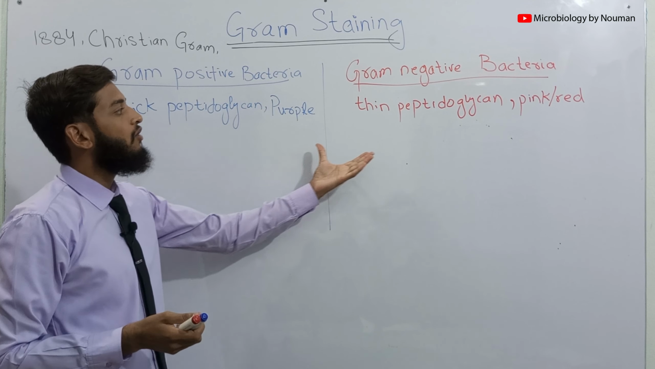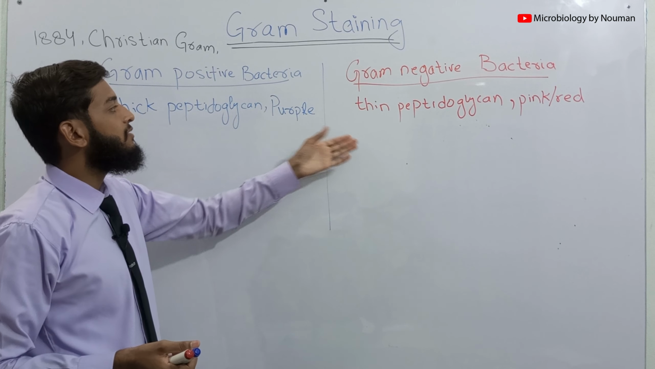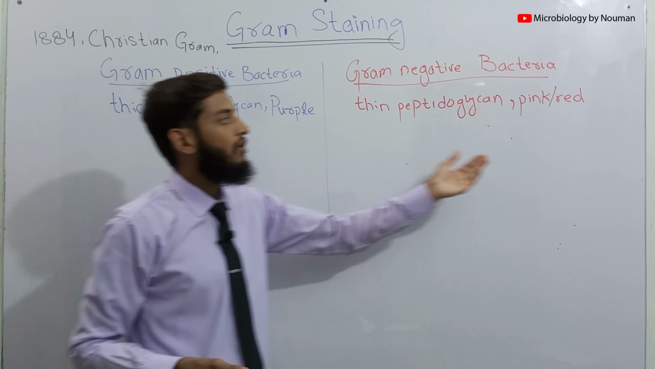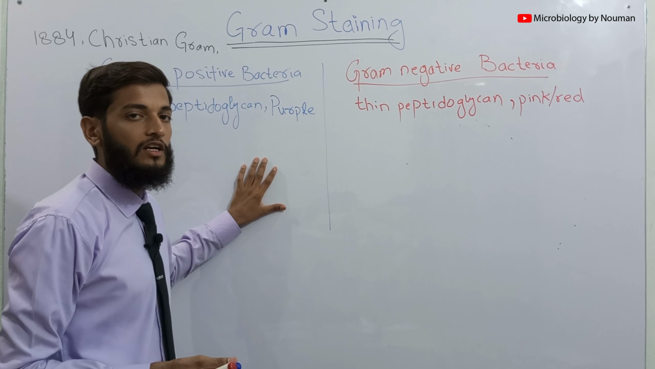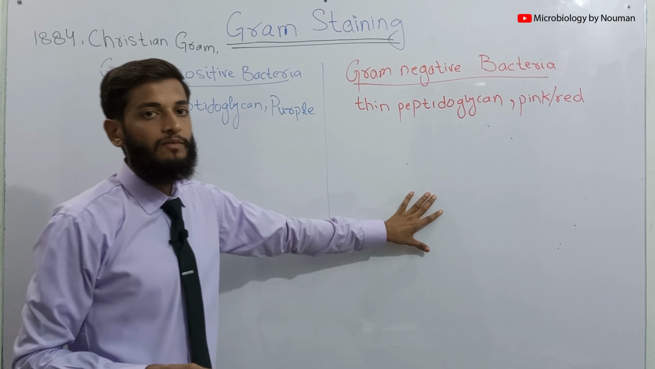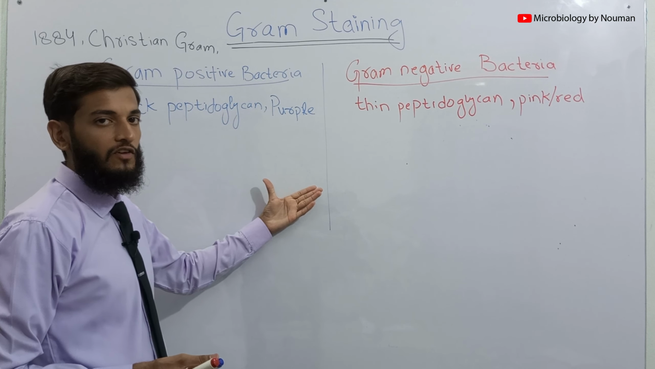But the question is how this cell wall thickness is determining whether the bacteria will appear as purple or pink or red in color. First, we will draw the structure of gram positive and gram negative bacteria, and we will understand how this staining procedure works.